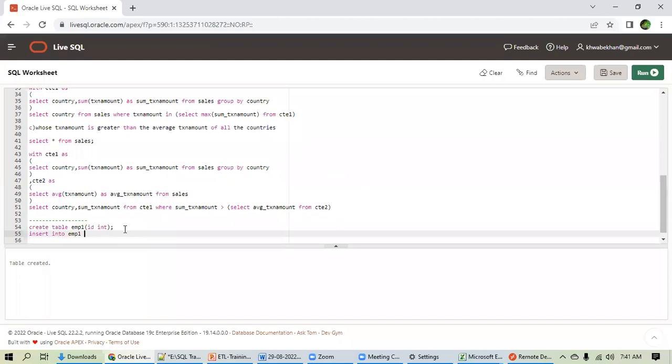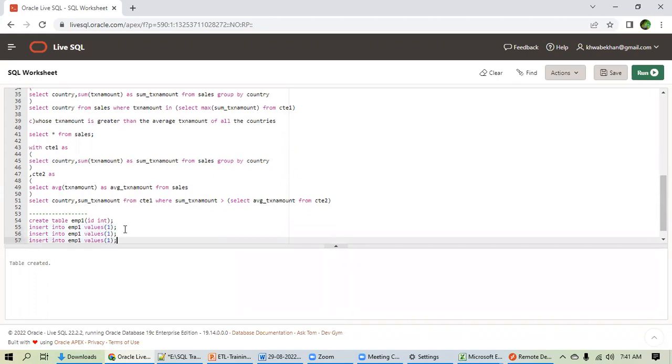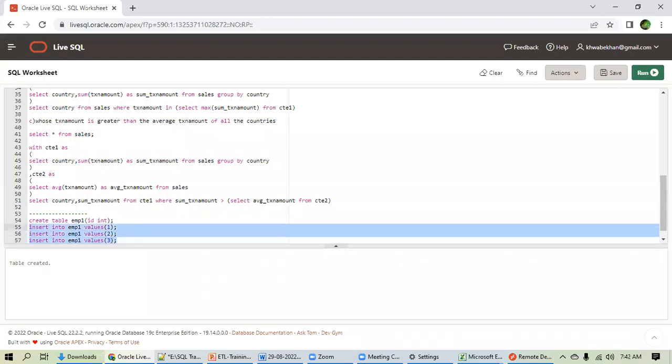Insert into imply one values, and there you have this as 1, and then I'm taking some more values here. 2, there.